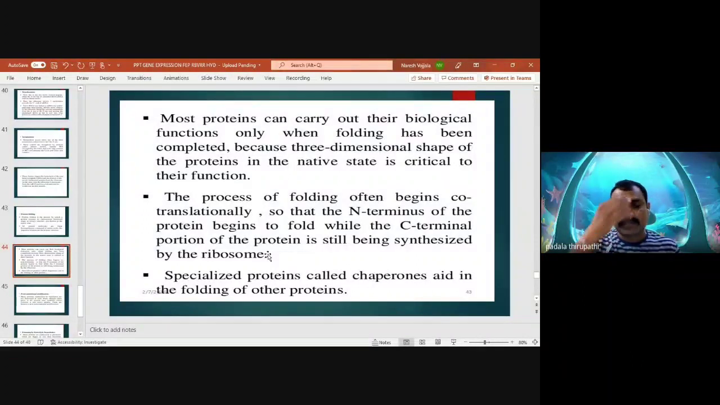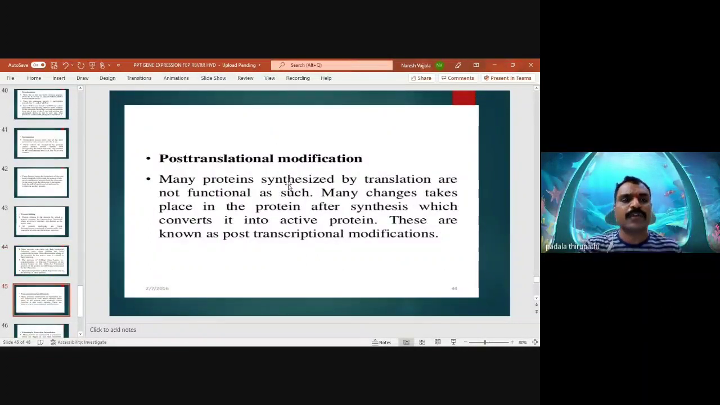My dear friends, remember, the specialized proteins that aid in folding are called chaperones. This is a competitive question. Chaperones are specialized proteins that aid in the folding of proteins. Chaperones are nothing but specialized proteins.